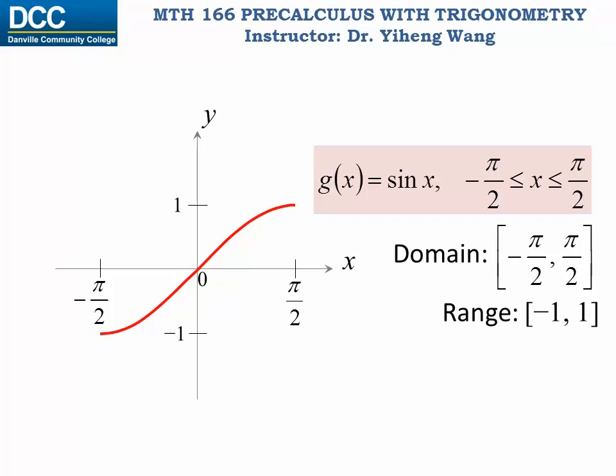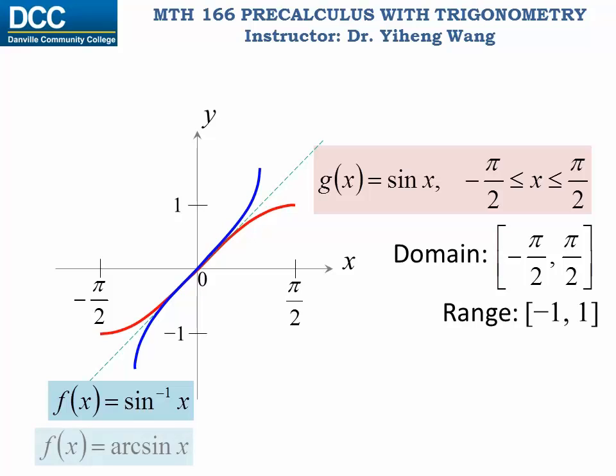Since we learned before that the graph of the inverse function is the reflection of the original function with respect to the 45-degree line, or the y equals x straight line, we can sketch the reflection here, and this blue curve does represent the inverse sine function f(x) equals sine inverse x. It can also be written as f(x) equals arcsine x.